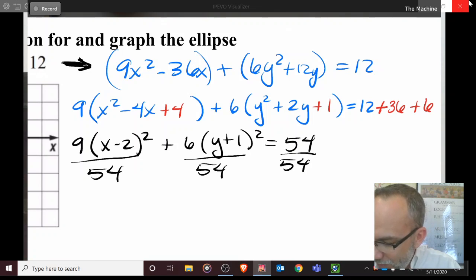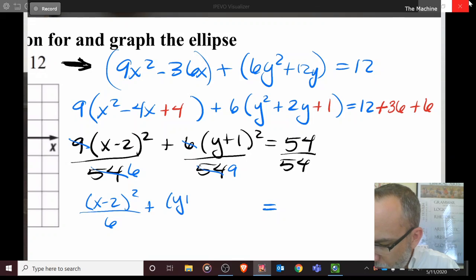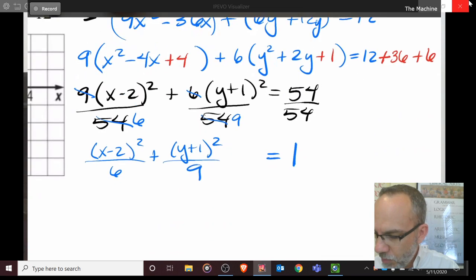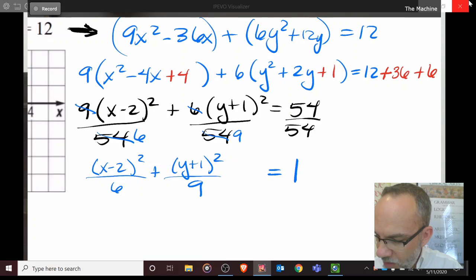So on the left-hand side, I'm going to get the 9 and the 54 that will drop and just give me a 6 down here. So this is going to be then x minus 2 squared over 6 plus. Here the 6 is going to cancel, leaving me a 9. So it's going to be y plus 1 squared all over 9 is equal to 1. There we go. There's the equation. Now, how do we graph it?